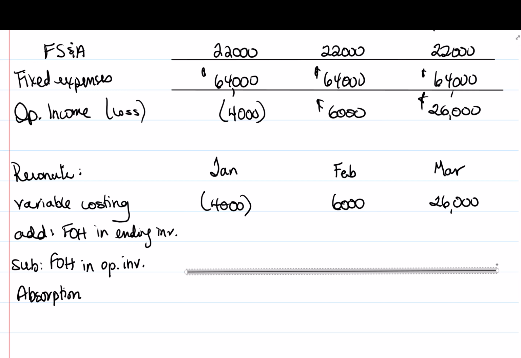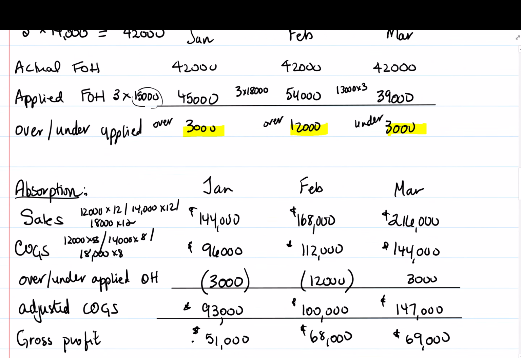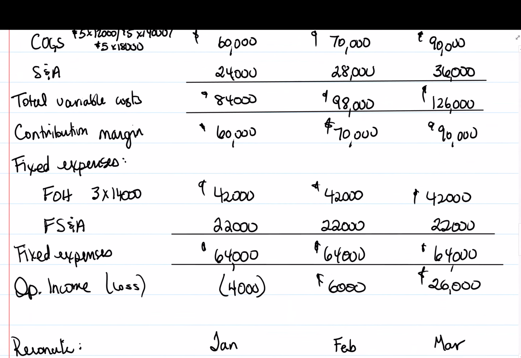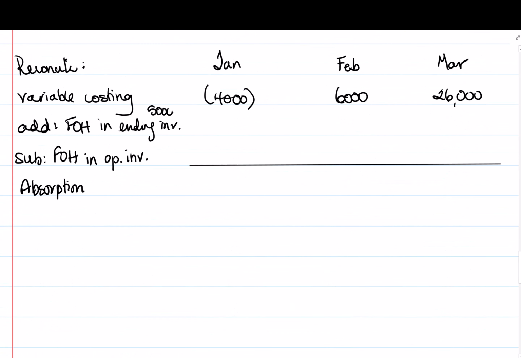Fixed overhead and ending inventory. Okay, ending inventory for January. And again, this is sometimes why it's nice to do the little thing up here at the top, because then you can just pull your numbers. Ending inventory for January is 5,000. Opening inventory is 2,000, and $3 is our fixed overhead amount. And it's always going to be that. So 5,000 times 3, and this is 2,000 times 3 for January. And so you get 15,000 and 6,000. So you end up with $5,000 for your absorption income.